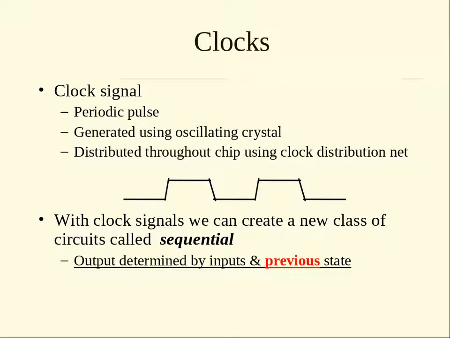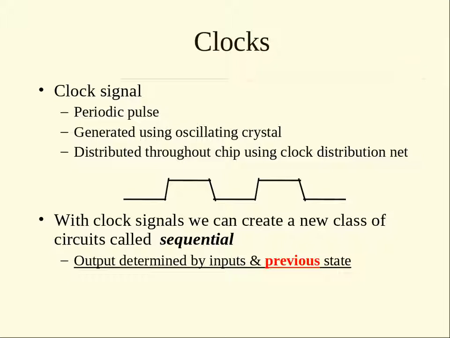So a clock: periodic pulse generating using an oscillating crystal, distributed throughout the chip using clock distribution. By the way, it is actually somewhat of a difficult problem to make this clock as consistent as possible, especially when you're operating at 1 billion cycles per second. So there are research institutes that are just trying to make the clock as accurate as possible while making it as cheap as possible as well. We've gotten pretty good at it. But just so you know, this is not something you get for free. It took us a while to get here.